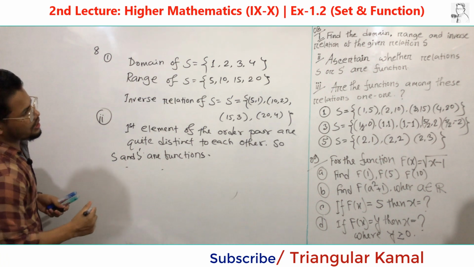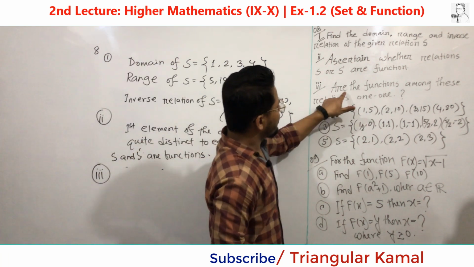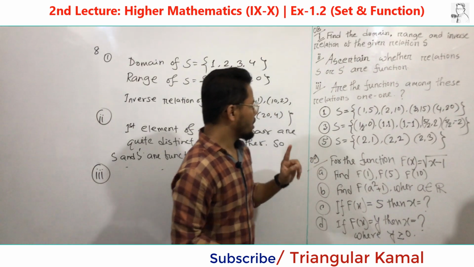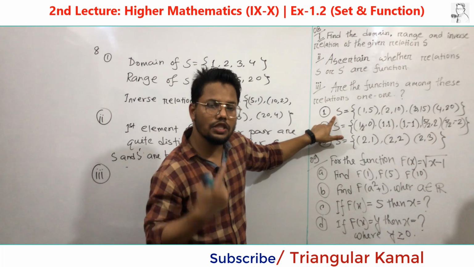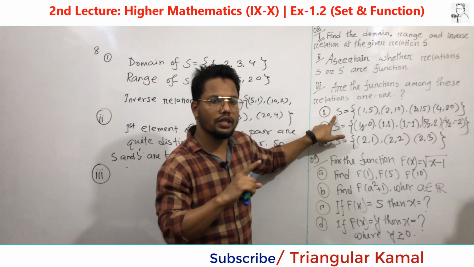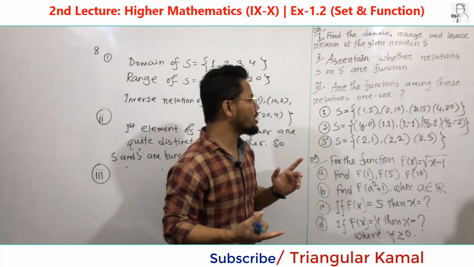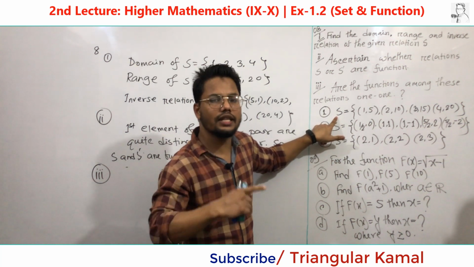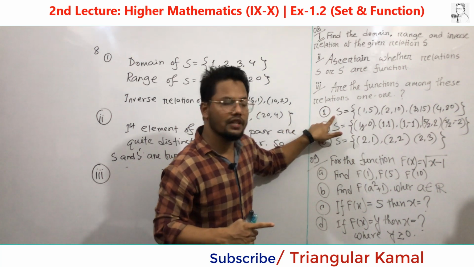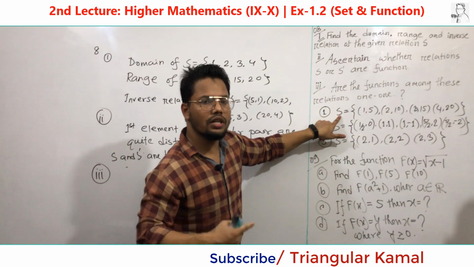Now the third piece of information for the first question. Are the functions among those relations 1-1? First, if S is a function, then ask whether it is 1-1 or not. When S is not a function, you just have to find whether the function is 1-1 or not. But the first condition is that it must be a function. Then the second step will start: is it 1-1 or not? But if the first step fails, S is not a function, and you won't find the answer that S is 1-1 or onto.